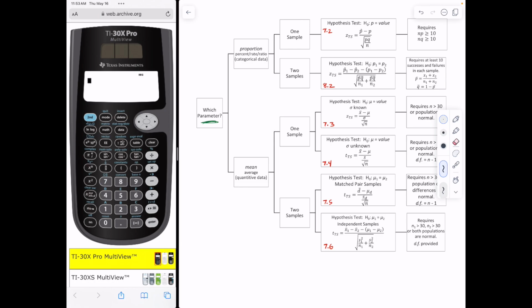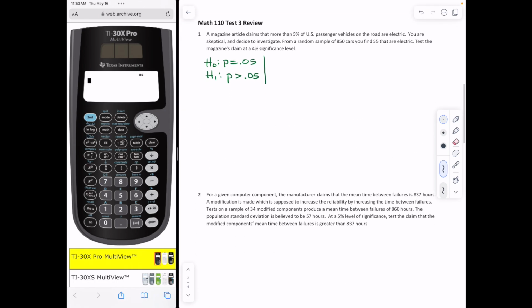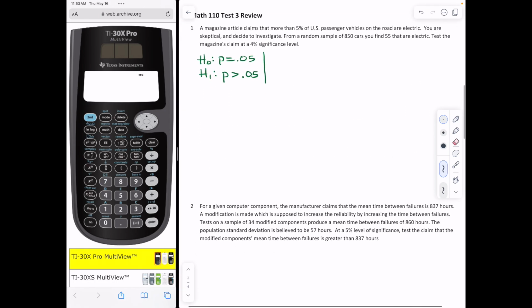Okay, so let's go ahead and get our numbers here. With proportions, we always need a p hat value. P hat is always x over n. And it looks like we have 850 cars, and 55 are electric.